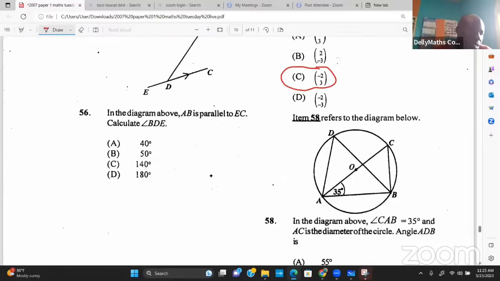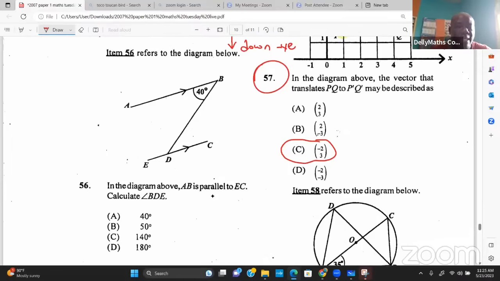All right. In the diagram above, AB is parallel to EC. Calculate angle BDE. Now let's mark the angle first. BD, from B to D to E, this. Now, this is a nice idea. You can do it a number of ways. I'm going to give you 2 approaches.